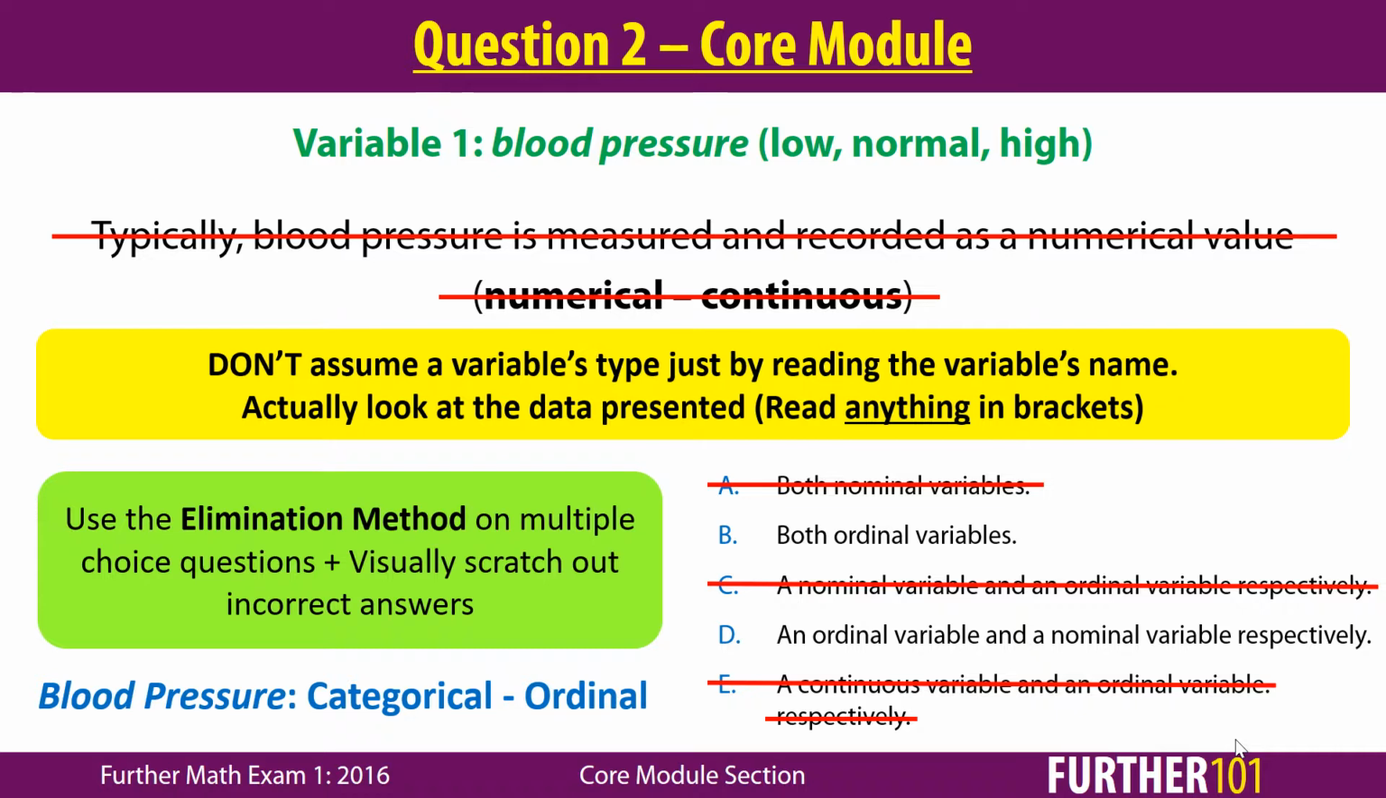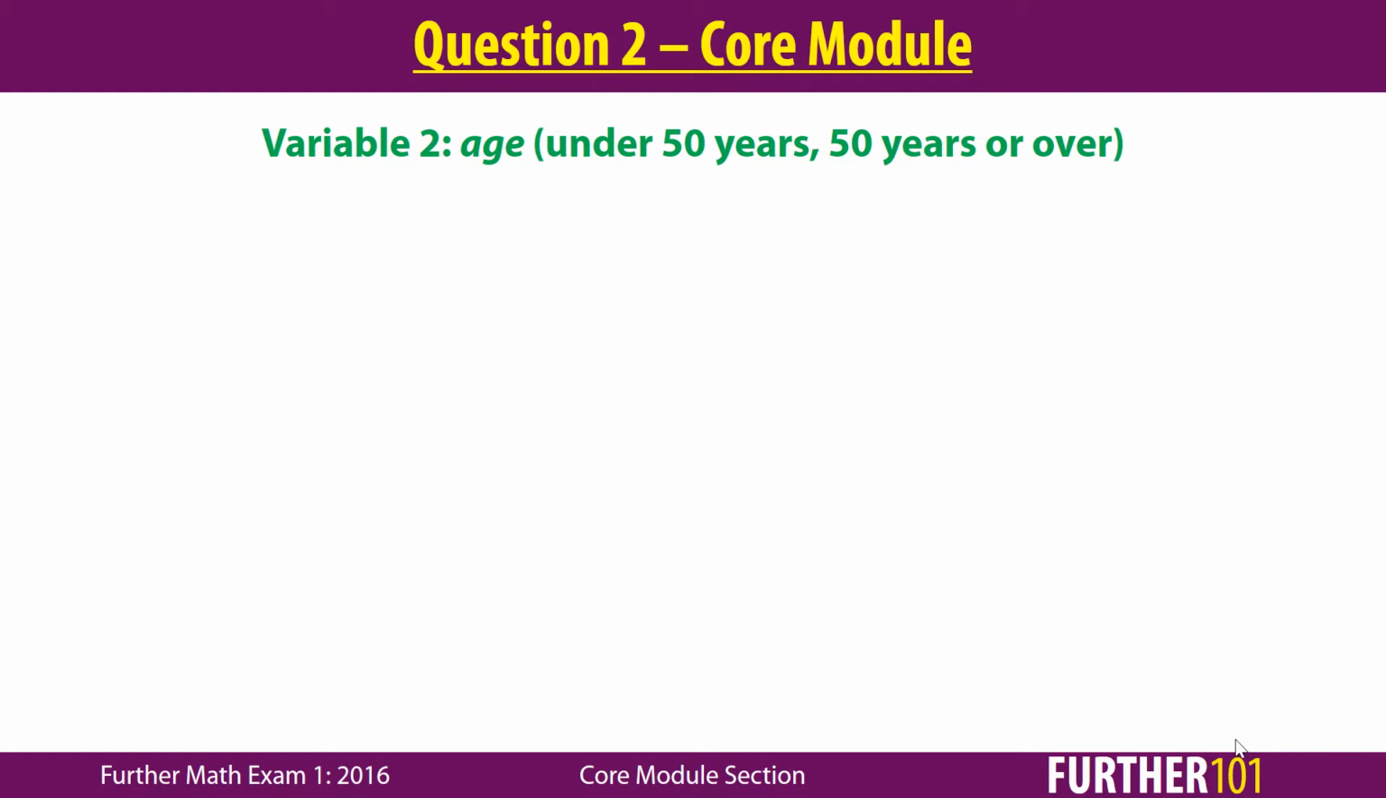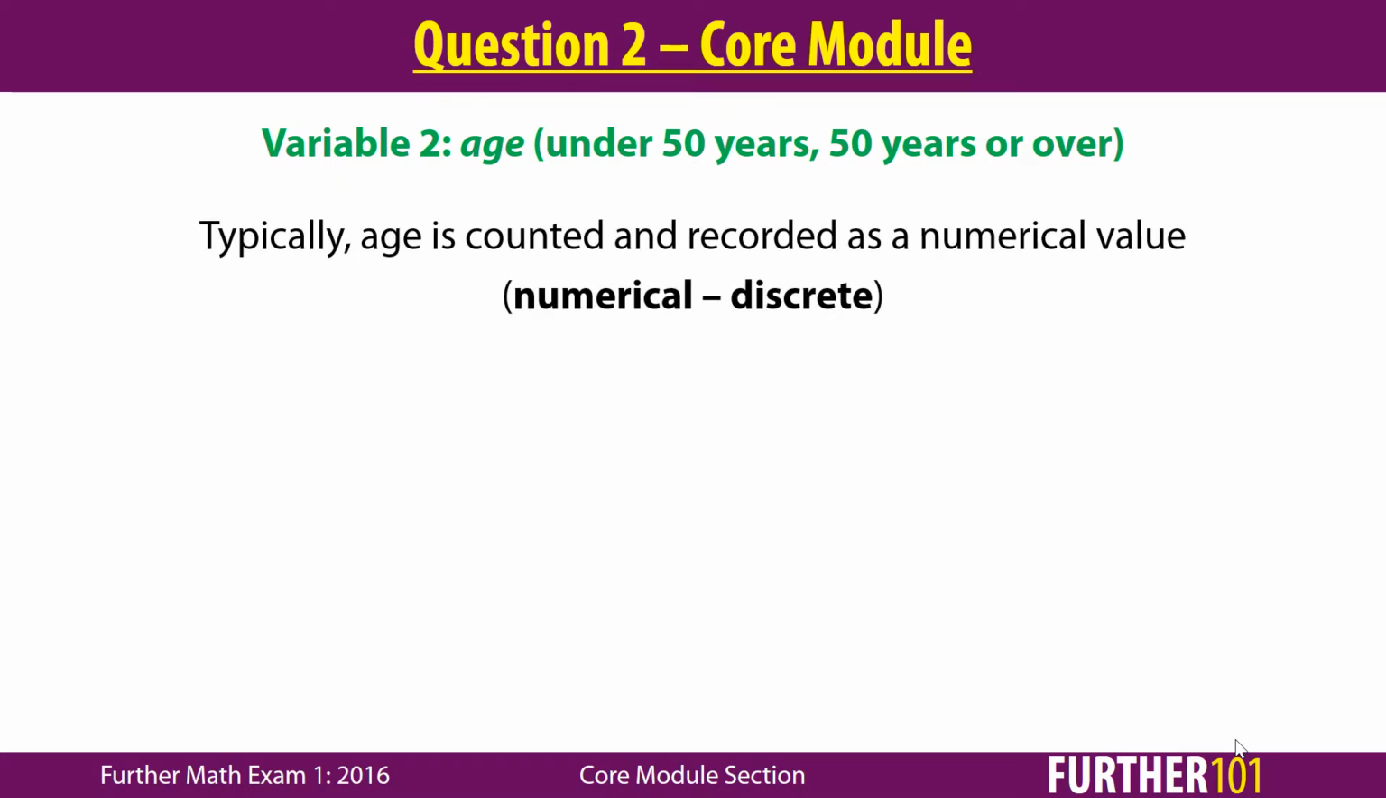Now is probably a good time to look at the differences of the two answers left. Answer B describes age as a categorical ordinal variable, whilst answer D describes age as a categorical nominal variable. So age must be a categorical variable. Seems a bit odd, doesn't it? Well, let's have a look at it now. Seeing the word age would instinctively trigger the assumption that the variable is a numerical discrete variable, as we count age over time. But just like the first variable, that would be incorrect.